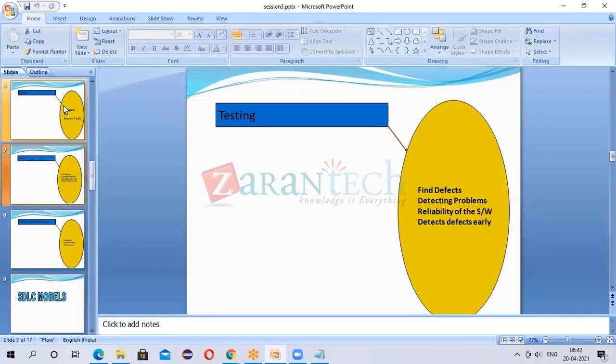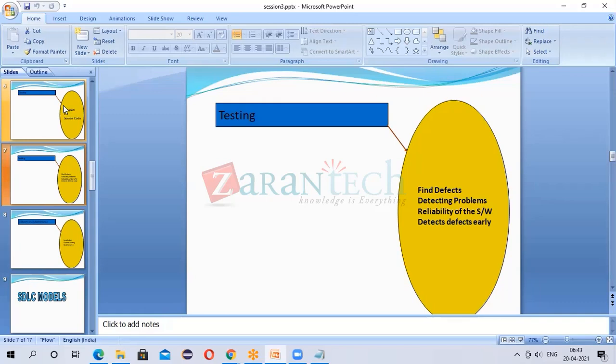Then what is testing? It's our part. To learn testing only, you have joined, right? So feasibility study over, analysis over, designing over, coding over. Now testing. You are responsible for testing. As a test engineer, you are the responsible person to test the particular application.